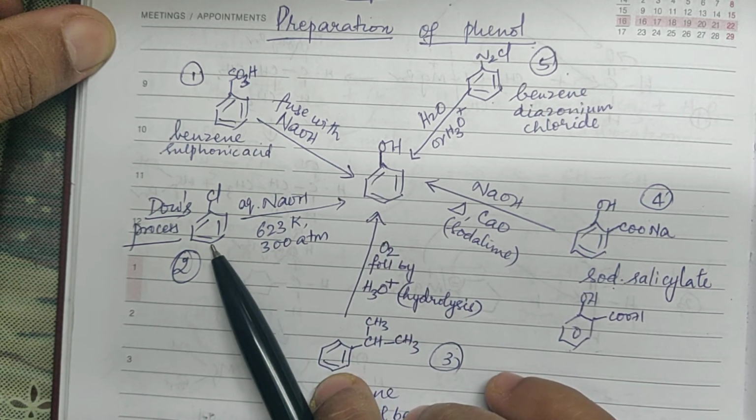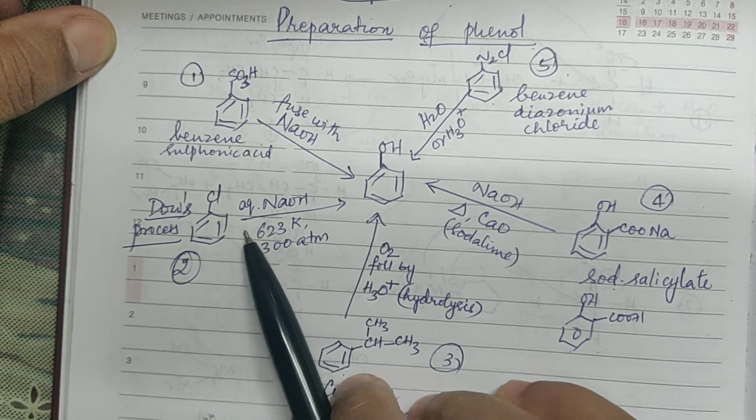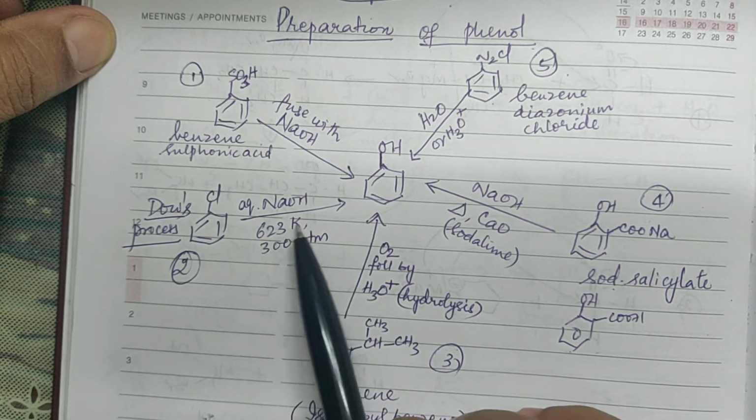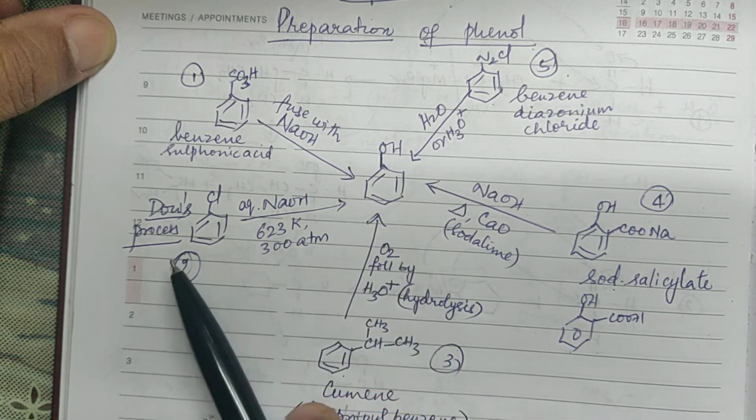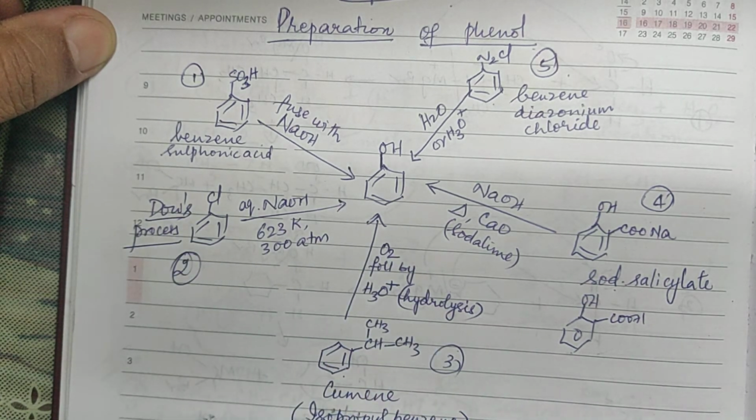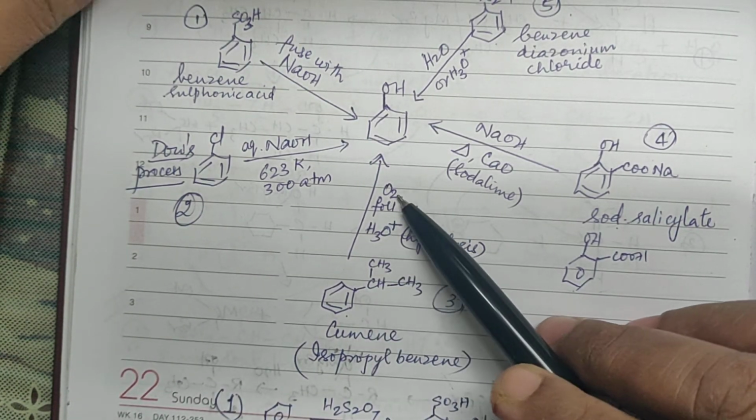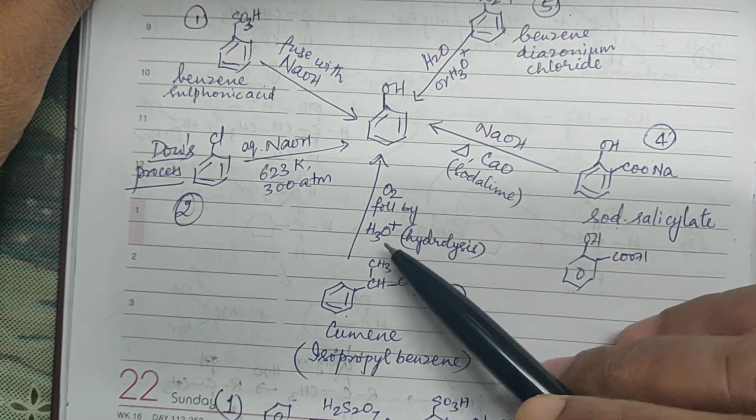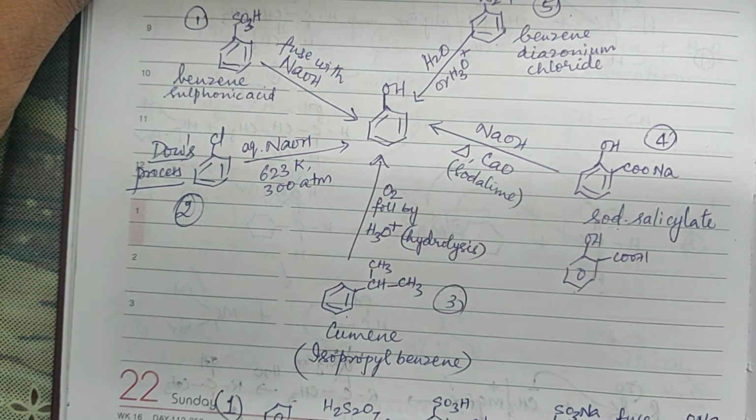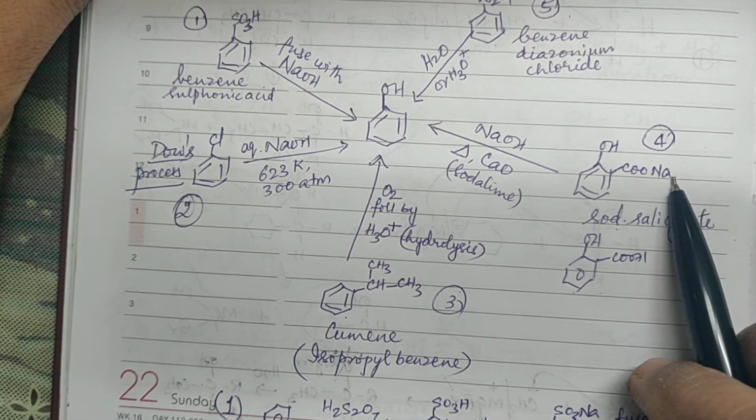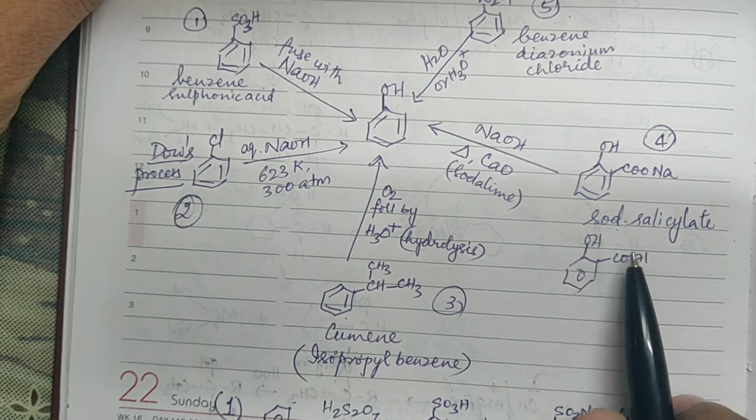Then from chlorobenzene, when you treat it with aqueous NaOH at specific conditions, 623 Kelvin and 300 atmosphere, it will give you phenol. This is called Dow's process. Then from isopropyl benzene, by oxidation followed by hydrolysis, you can get phenol. Right? Apart from this, from sodium salicylate also you can prepare phenol.